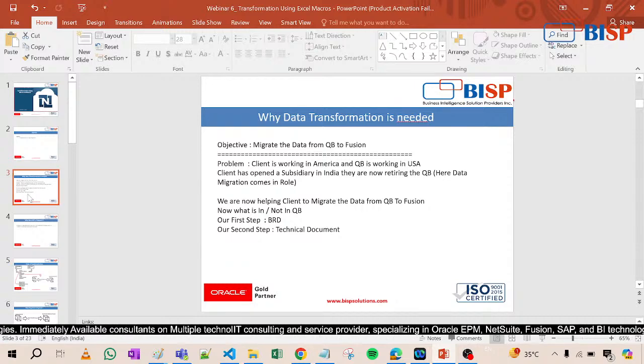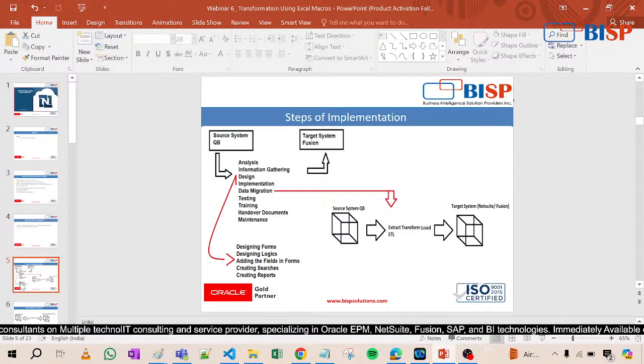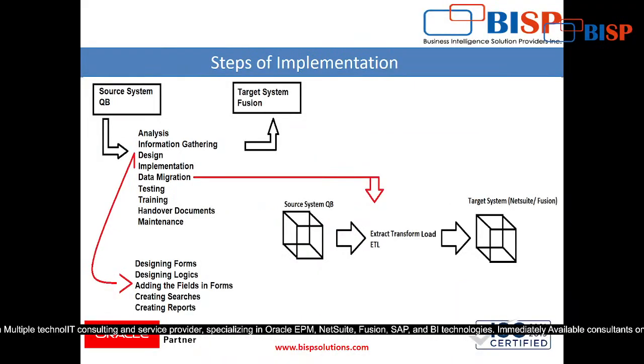So first of all, let me show you one picture. Yeah, here it is. If I make it large, just a second. Now you can see here the source system is our QuickBooks and the target system is Fusion. So first of all, just focus on these two, right? Let's take a pen also. Okay, so let's focus on this.